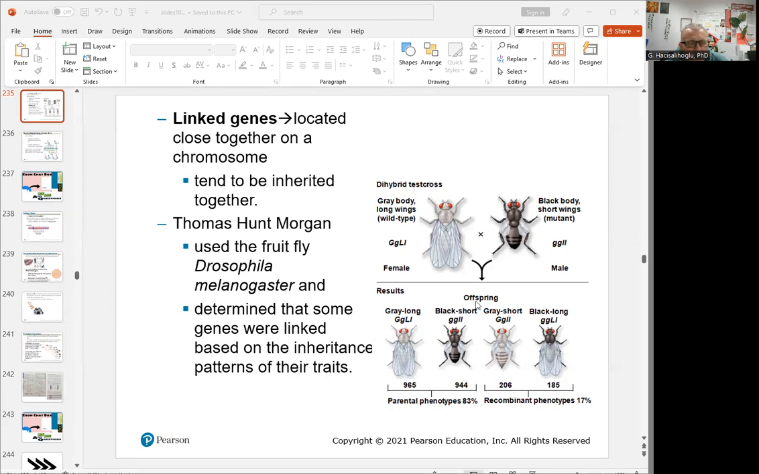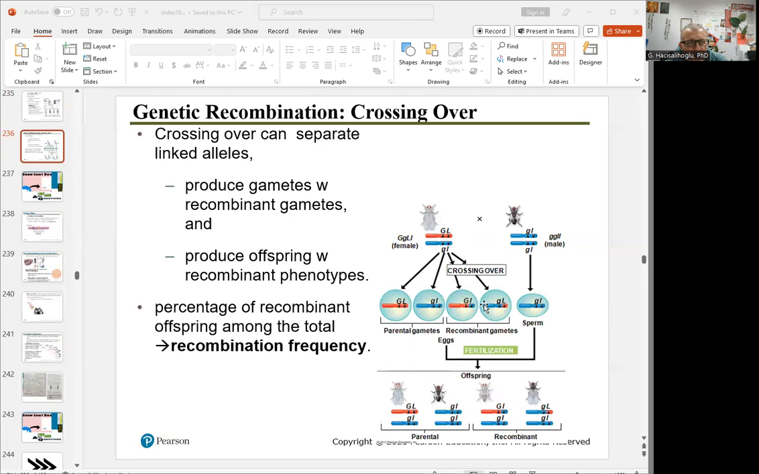So in fruit flies, when he did his crossings, he saw that some offspring didn't look like the parents. He called them recombinant. And then he calculated the recombination percentage based on these recombinants.